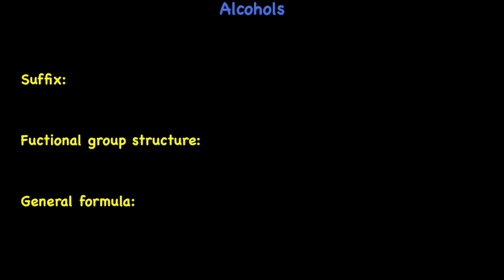Let me start with the functional group. It's a carbon with the OH, right? So, guys, once there's an OH like that, you must know it's an alcohol. The functional group structure of an alcohol is OH, and the suffix of an alcohol, as it says, is "ol". The general formula is CnH2n+1 and then OH.